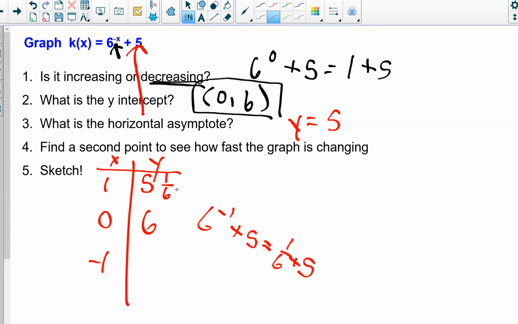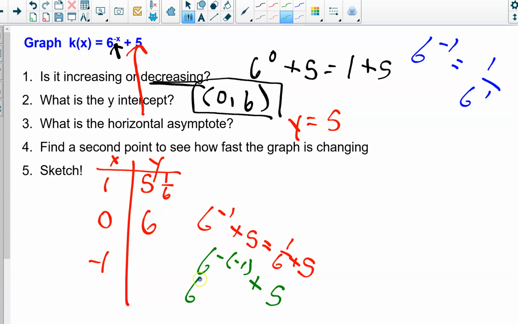6 to the -1 is 1 over 6 to the first power, right? You just put that up here so we remember. Switching that around. And then the last one, -1, so we'd have 6 to the negative of -1, so be really careful on that. So that's just going to be 6 to the first power plus 5, which is 11.